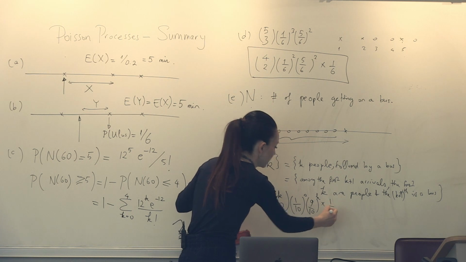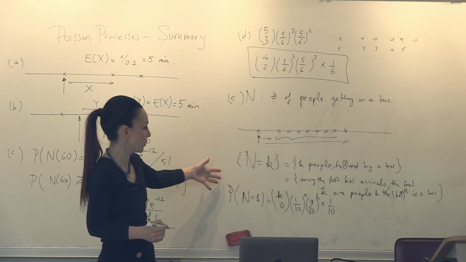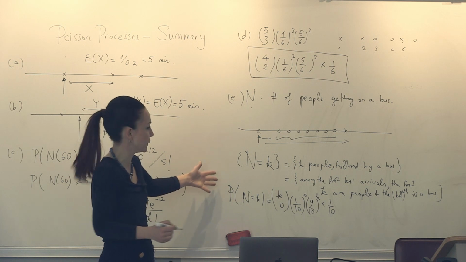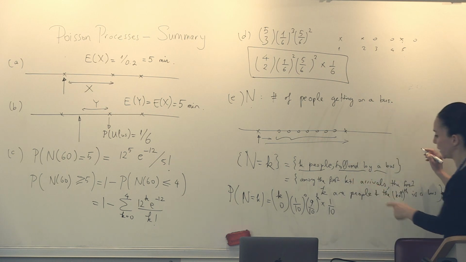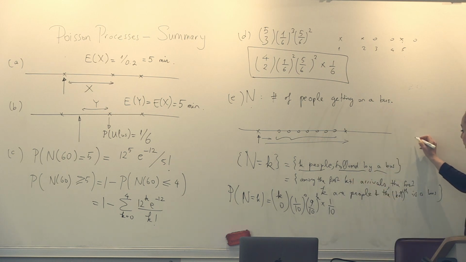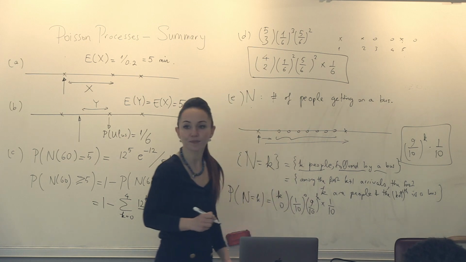That's 1 over 10. But that's a long way to just write down a simple probability. K people followed by a bus. The probability of that happening is 9 over 10 to the k times 1 over 10. Okay, that's the result. Yes, please.